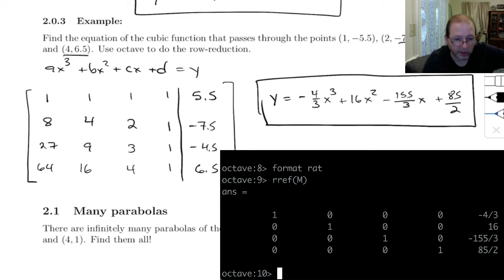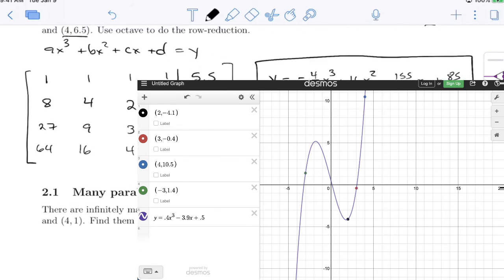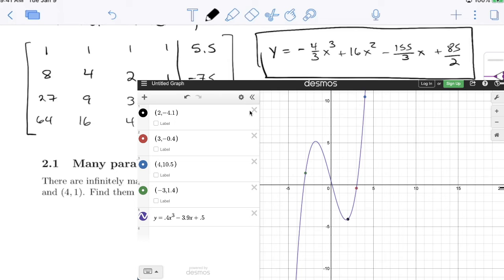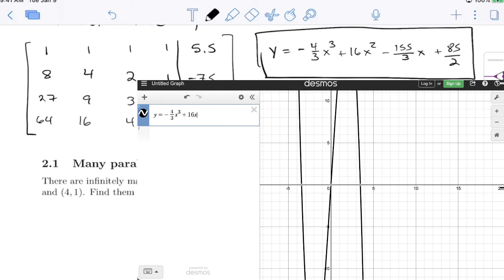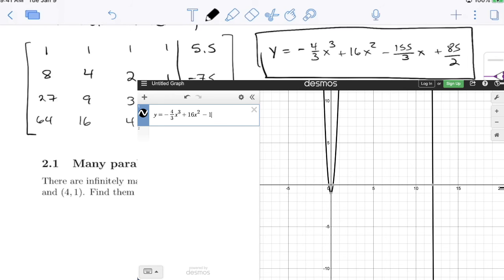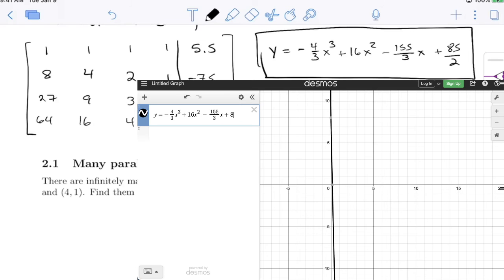So let's go to Desmos and check it. All right, on Desmos, let's see. Still got the previous example. Let me delete all that. We've got y equals negative 4/3 x cubed plus 16x squared minus 155 over 3x plus 85 over 2.